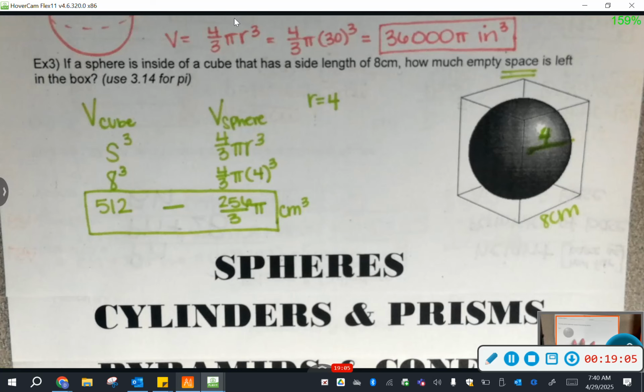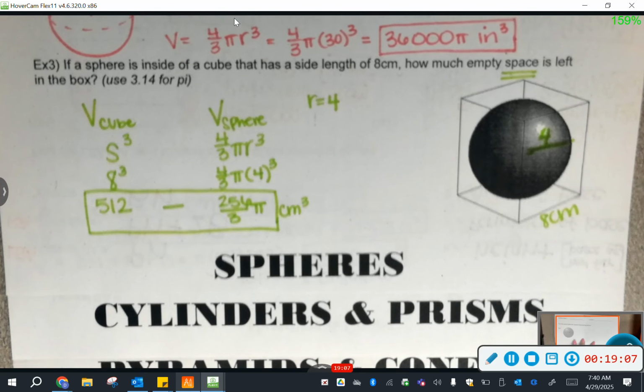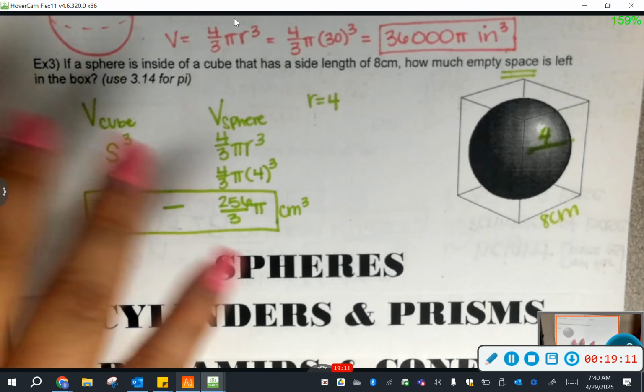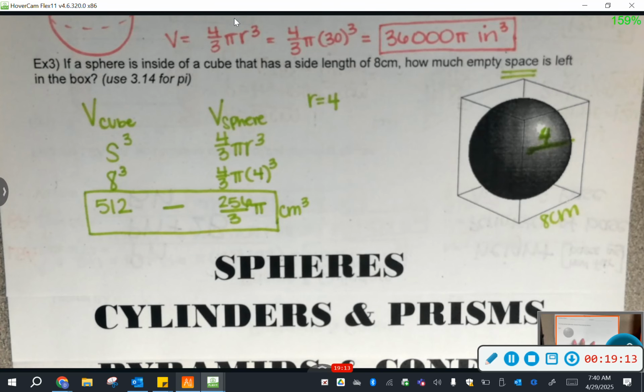Do we like spheres? No. We don't? Well, it's easier, but I just don't like it. This is going to be the easiest it gets. Yeah. I like spheres.